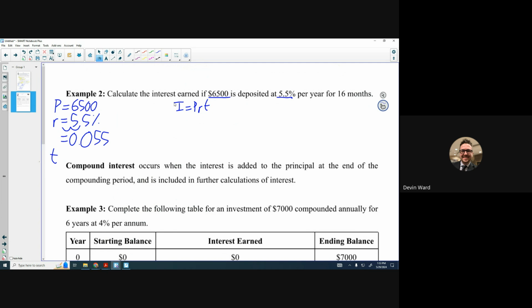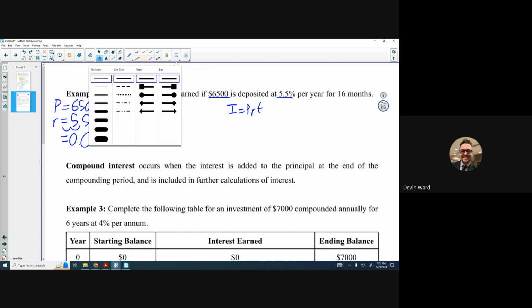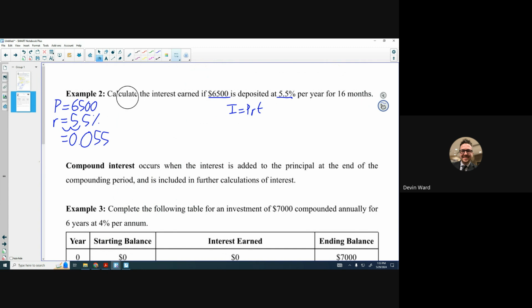And my time. My time equals 16 months. But I don't want months, right? I said that for time, I always want time in years.